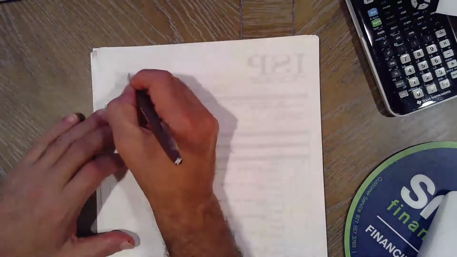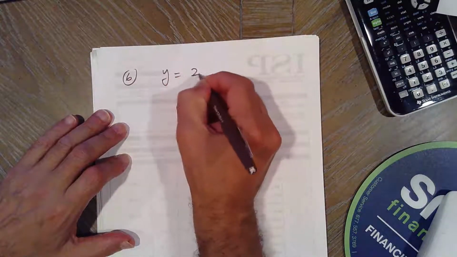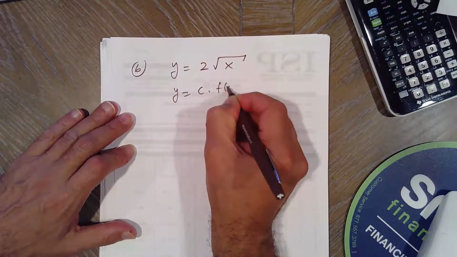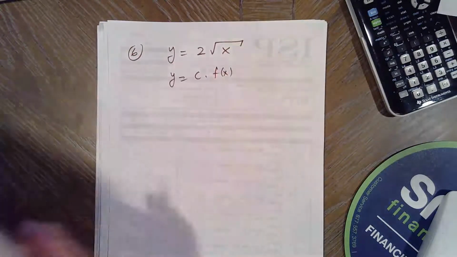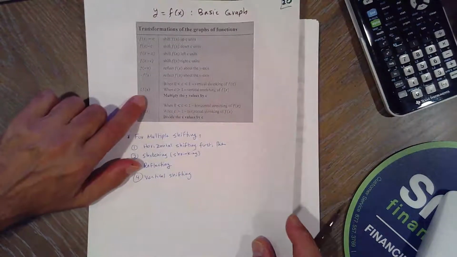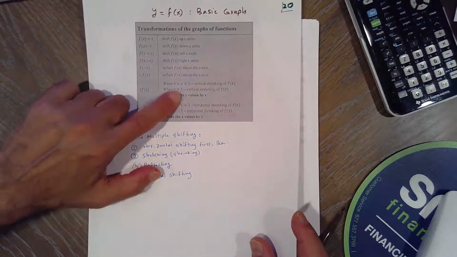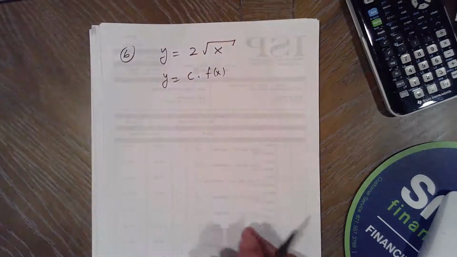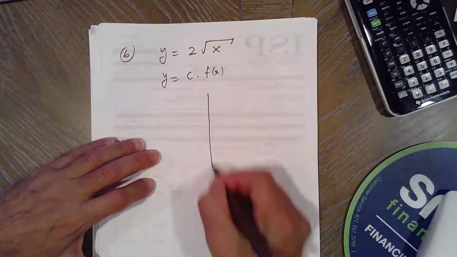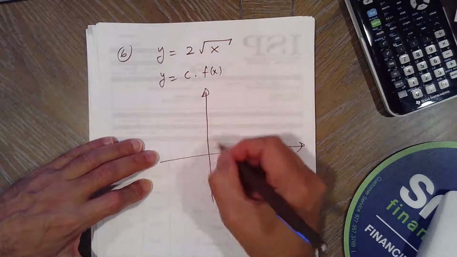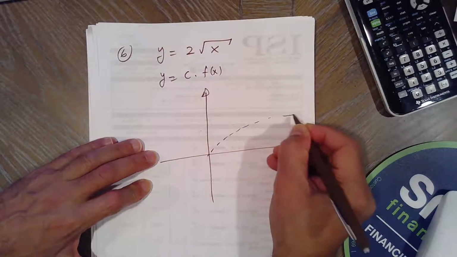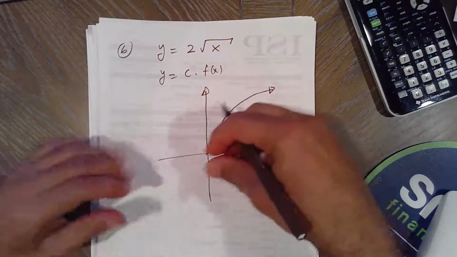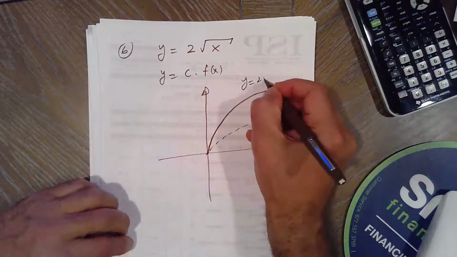And number 6, y equals 2 square root of x. This is like having c times f of x. So if you look at the handout, c times f of x, when c is greater than 1, we have vertical stretching of f of x. Vertical stretching by 2 units. So the basic graph is this. You go vertical stretching, so it's somewhat like this. Okay, so y equals 2 root x.